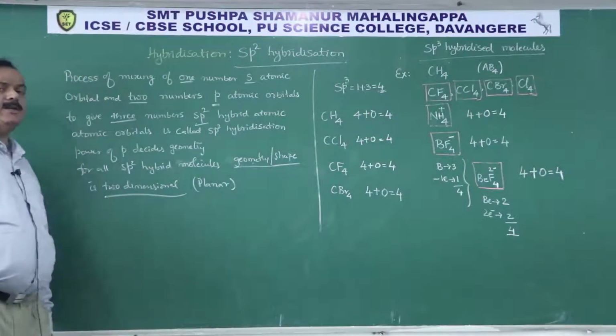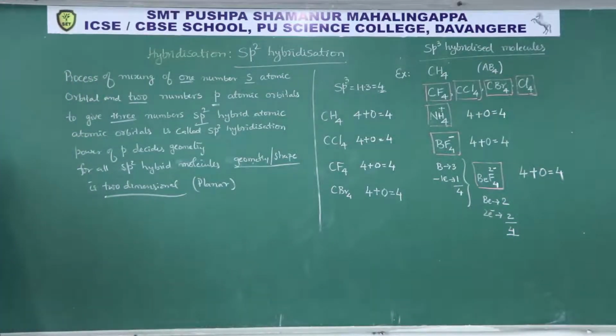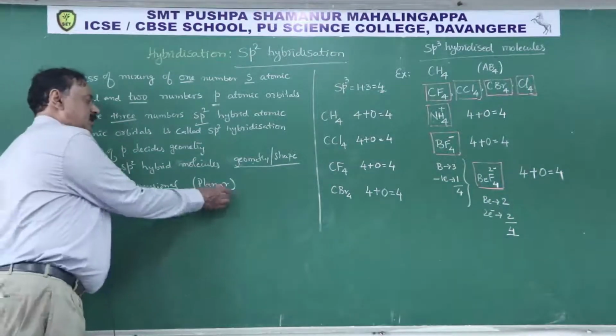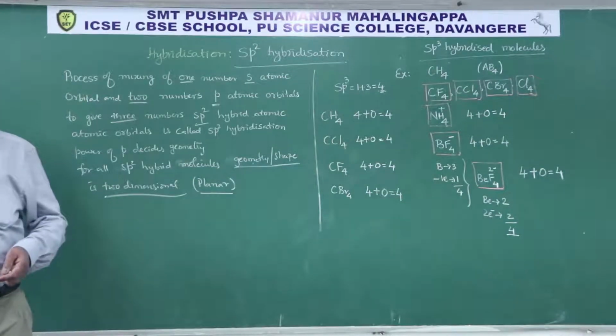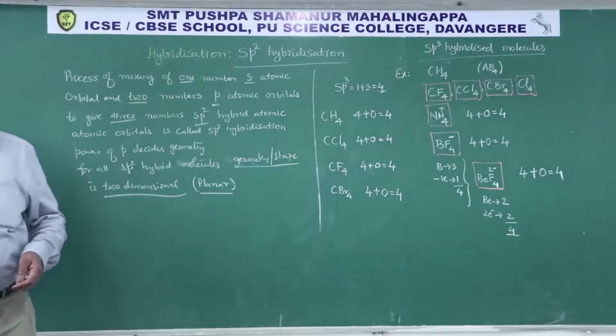Three-dimensional geometry is tetrahedral geometry. Two-dimensional geometry is planar geometry. Therefore, if any molecule's central atom is sp2 hybridized, then it possesses a planar shape, that is a planar molecule. Now we will take an example of the molecules.